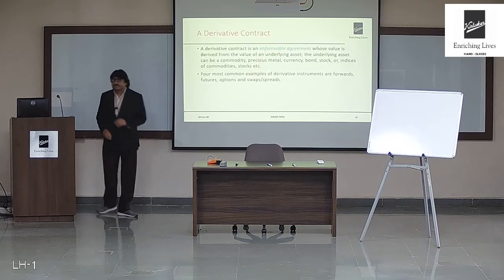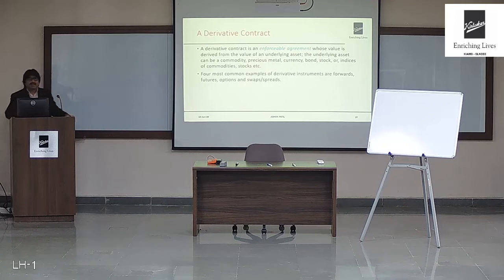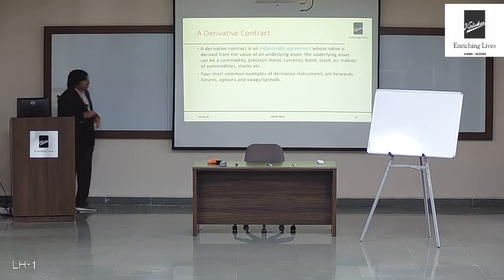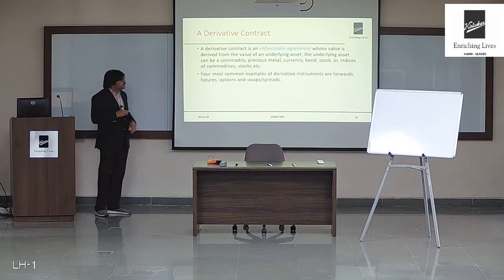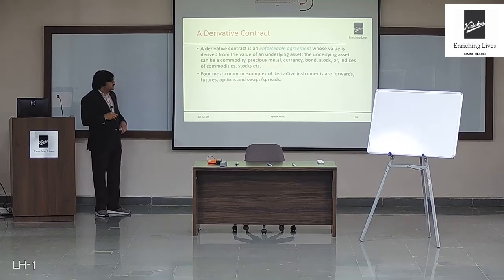So what is a derivative contract? As you see, it's a legally enforceable agreement whose value is derived, as we discussed earlier, from the underlying asset. The underlying asset can be a commodity, precious metal, currency, bond, stock, or indices. Most of the instruments which are traded are forwards, futures, options, and swaps.